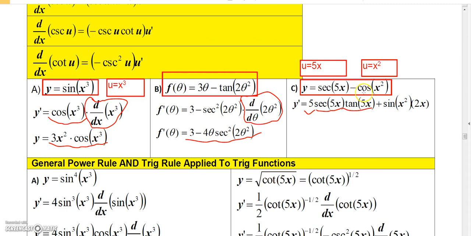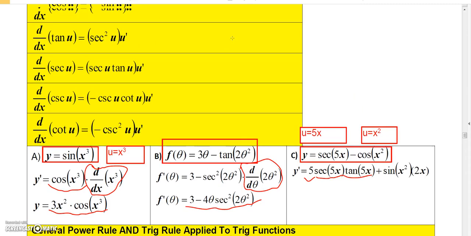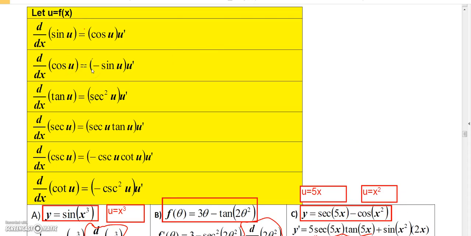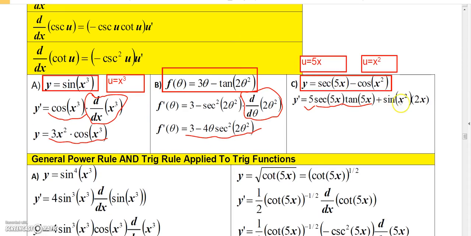And then for the cosine of x squared, remember what's the derivative of cosine of u? The derivative of cosine of u is minus sine u times u prime. So when we take the derivative of cosine of x squared, we actually get minus sine of x squared. And since this had a minus in front of it, a minus is going to be plus. So it gives us plus sine of x squared. But then after I do the sine of x squared, remember I have to multiply it by the derivative of x squared, which is 2x.